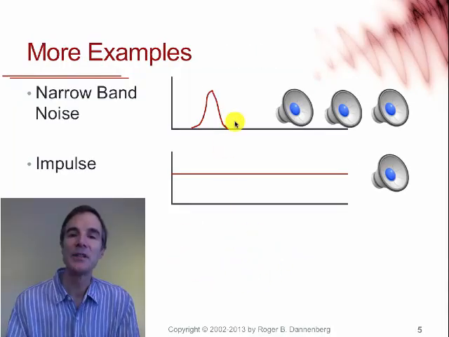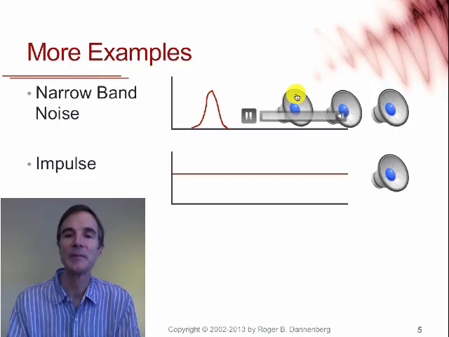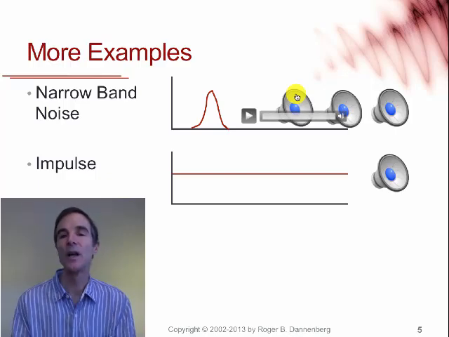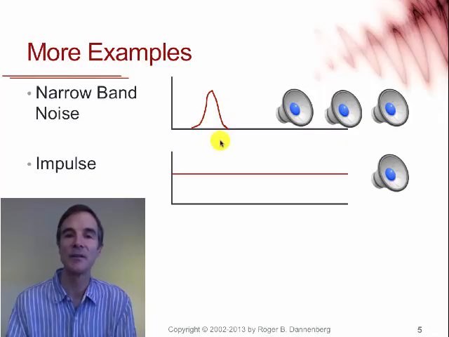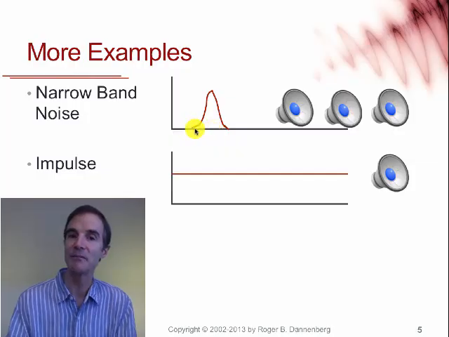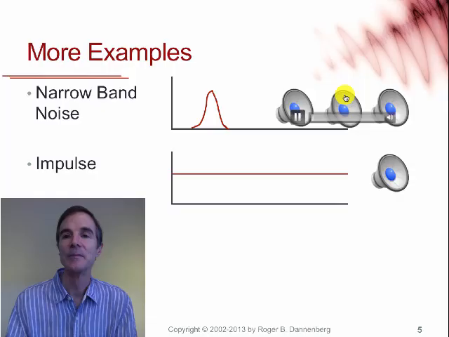The next example is narrowband noise. What do I mean by that? Well, let's play something. So this is not white noise. This is noise that has some kind of resonance or concentration at some frequency. And the spectrum for that is where the frequency where the energy is concentrated, but energy all around it. Here's another example.